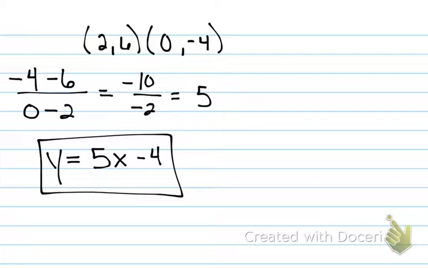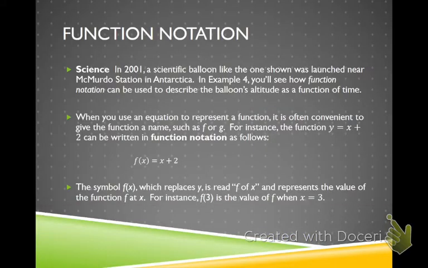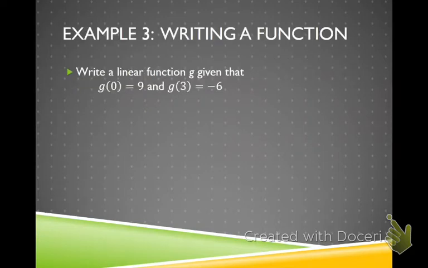In example 3, they want me to write a linear function now. And the way I do that, oh, I just lost it. Hold on. Okay, hold on. Let me get back over there. Okay, the way I do that is I need to come up with ordered pairs from the function notation that I'm given. So it says g of 0 equals 9 and g of 3 equals negative 6.